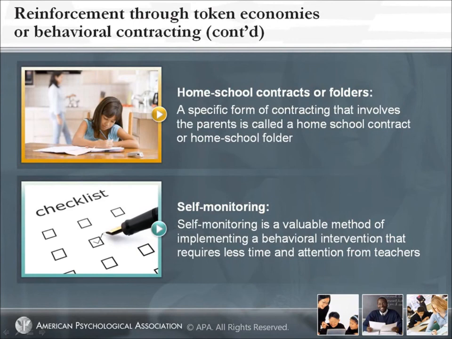Studies have found that students can be trained to be quite accurate if there is a periodic monitoring of the students' and teachers' counts at the beginning of the program. Again, reinforcers may be provided when a student has completed a certain level of work or reached a certain level of appropriate behavior.